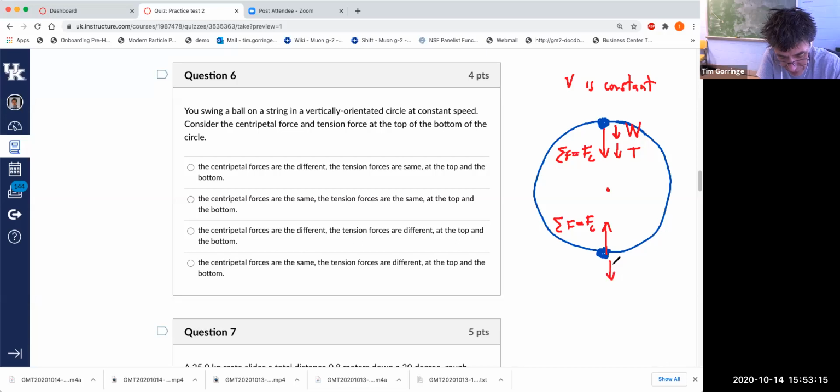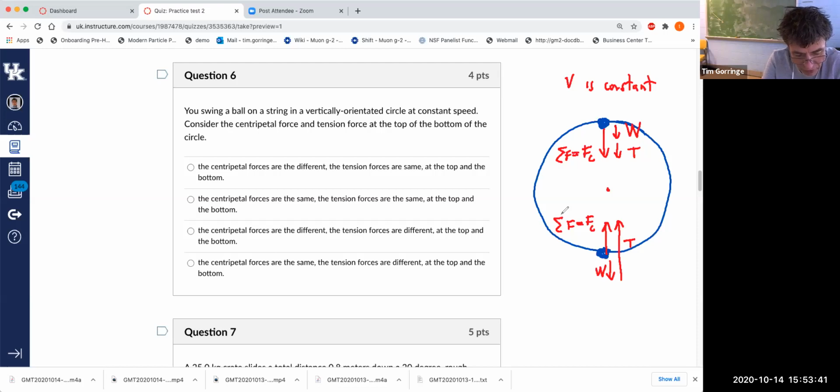Downstairs here, it's different. Here's the weight, that's still downwards. But to create that centripetal force, it must be that there's a larger tension force acting upwards to counteract the weight and provide that centripetal force again. So what you see from the picture is some interesting stuff.